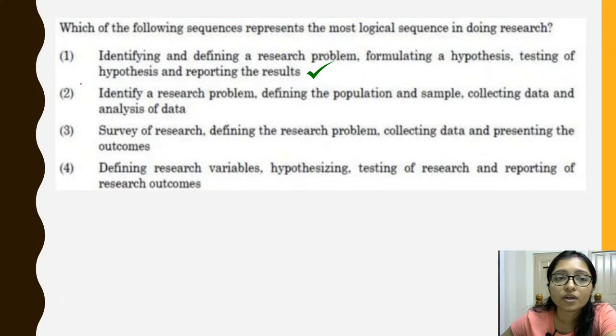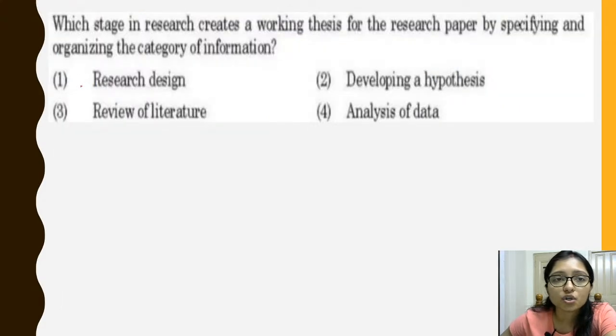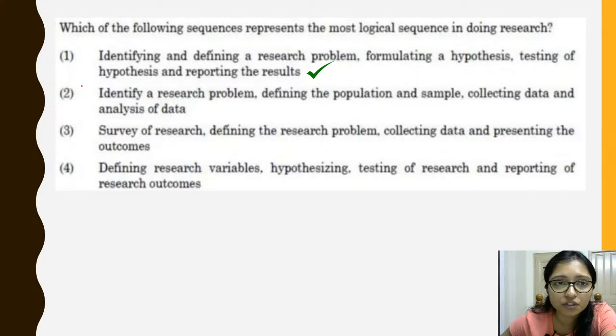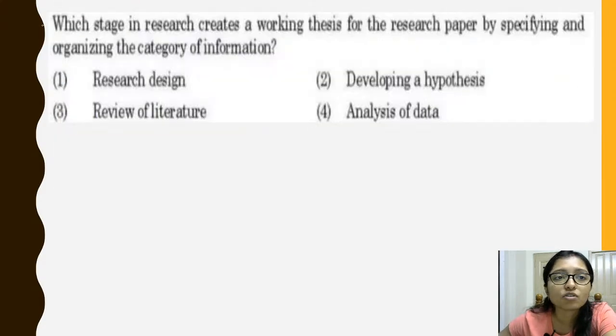Yes Vanu, good evening. Here I have added a question, so now try to solve it. As yesterday we discussed the different stages of research, I have collected a previous year's question on stages of research. So try to solve this question first.